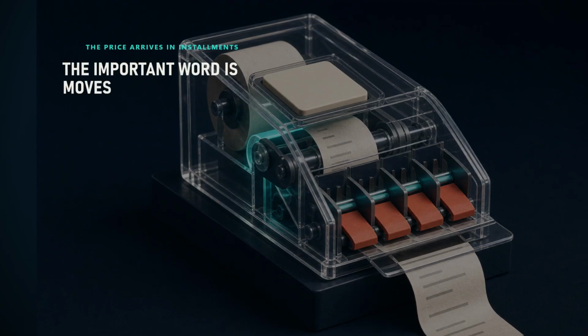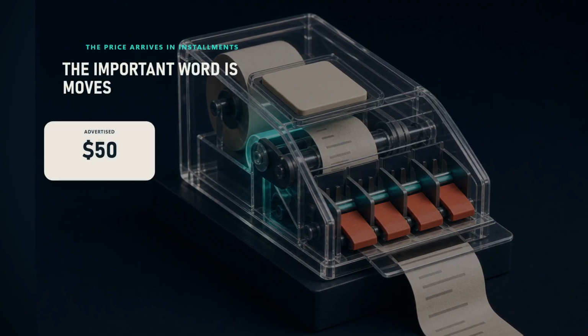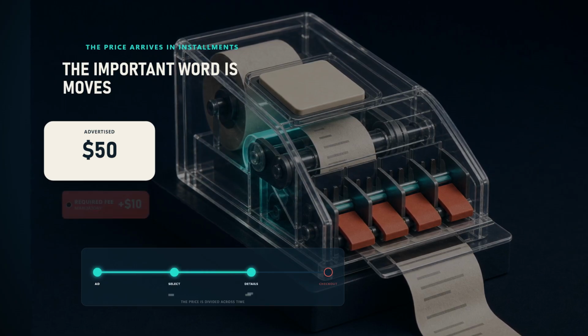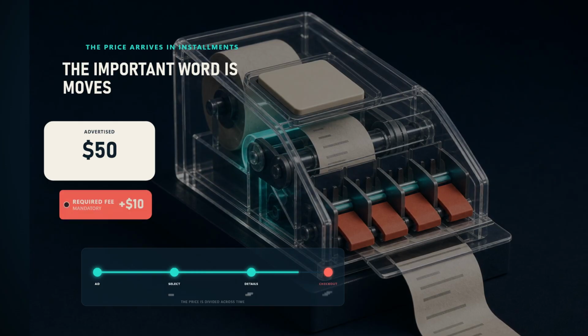Drip pricing has a simple definition. A seller advertises only part of a product's price, then reveals additional components as the customer moves through the buying process. The important word is moves. The price is divided across time.